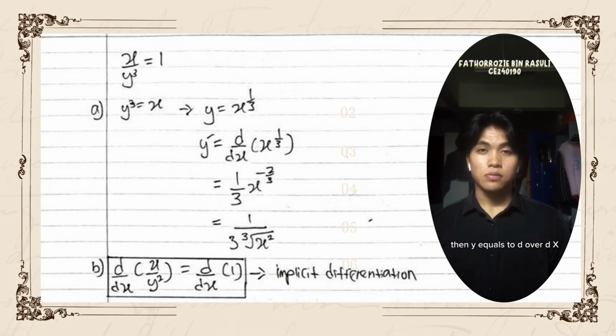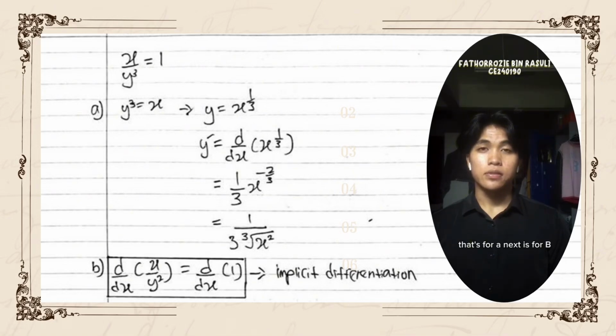Then y prime equals d over dx of x to the power of 1 over 3. Bringing the 1 over 3 to the front, it will become 1 over 3 times x to the power of negative 2 over 3. It will become 1 over 3 times the square root of 3x to the power of 2. That's for A.